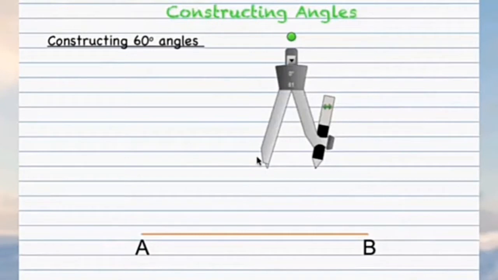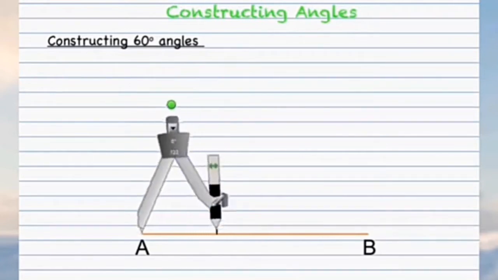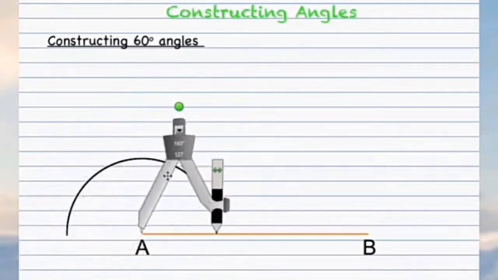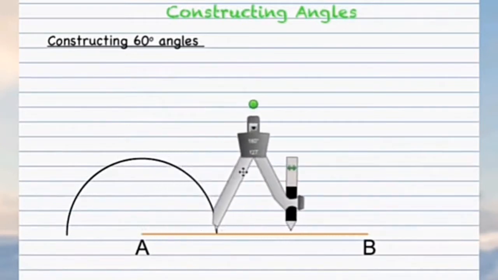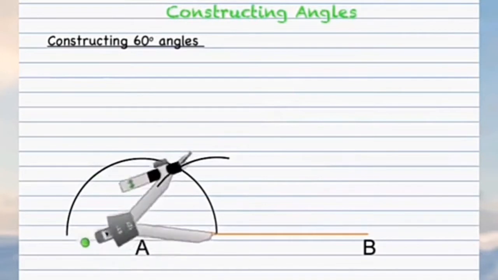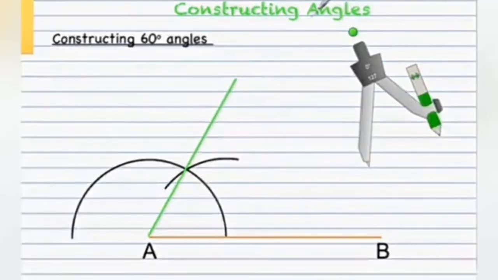Constructing 60 degrees angle. To construct a 60 degrees angle, take the tip of your compass to point A. Then from there you draw a semicircle in that manner. Make sure the semicircle is touching the line segment AB. Then take the tip of your compass to that point you have there and draw an arc with the same radius to cut through the semicircle.